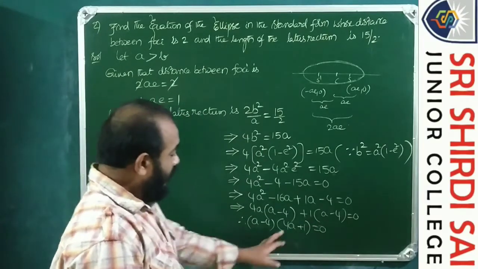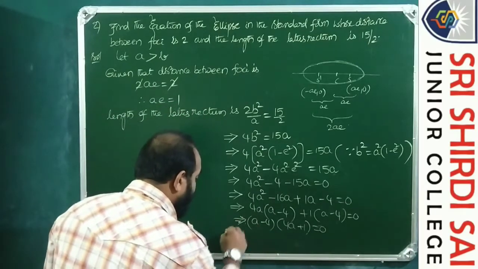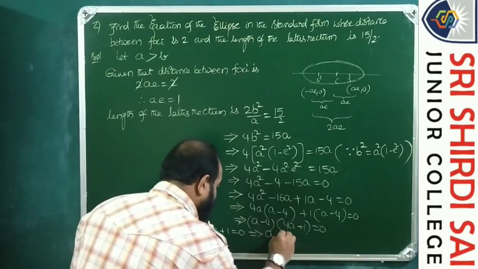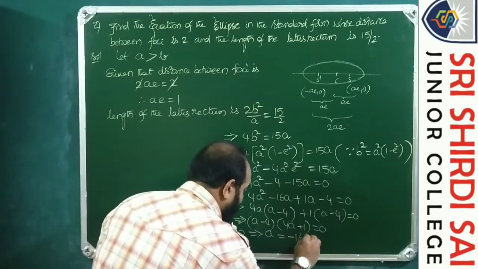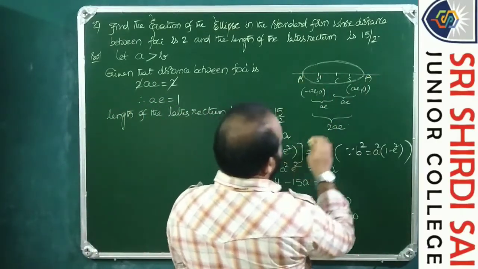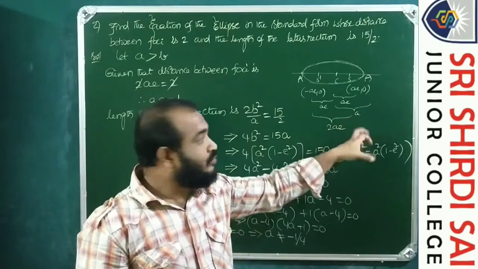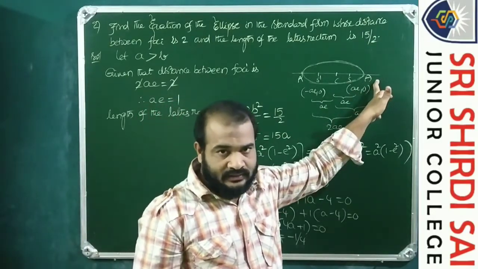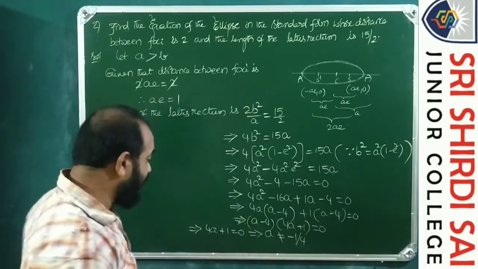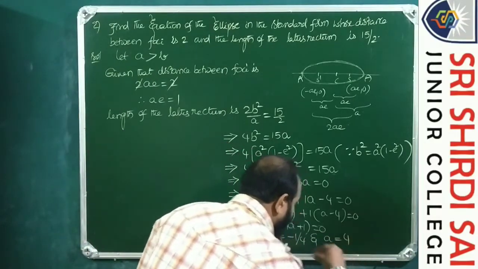So 4a plus 1 equals 0. From this, a equals minus 1 by 4. But this is A, this is A dash. So this a is the distance from the center to one of the vertices. Length is always positive, but here it is negative, so it is not acceptable. And a minus 4 equals 0, therefore a equals 4.